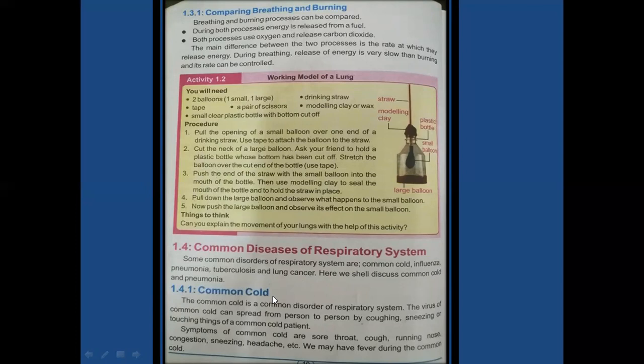The common cold is a common disorder of the respiratory system. The virus of common cold can spread from person to person. How can it spread? Because it is a viral disease, and nowadays you have heard about the coronavirus, and you have heard that it spreads by sneezing, by coughing, and by touching things of a common cold patient. Same is that this common cold is spread by coughing, sneezing, or touching things of a common cold person.